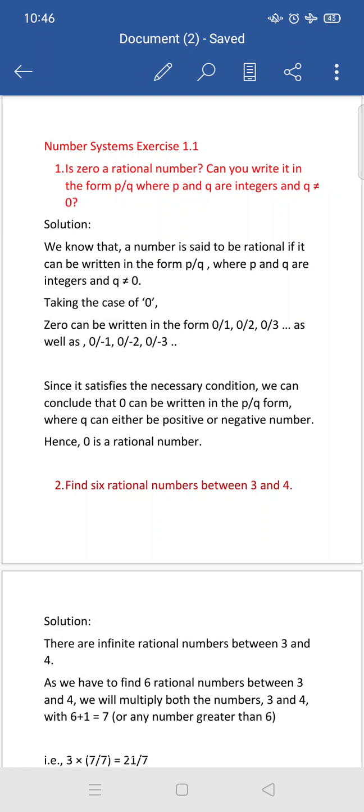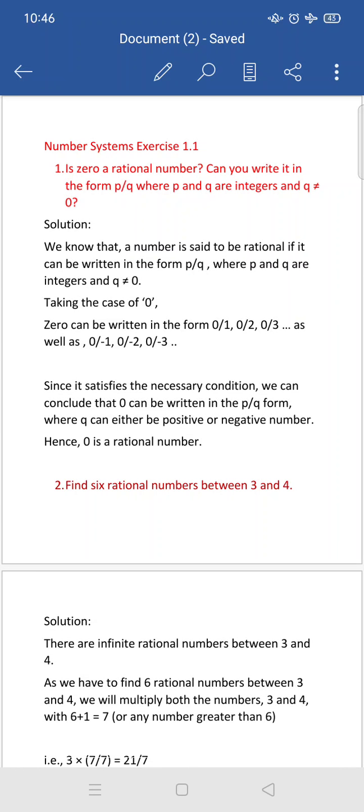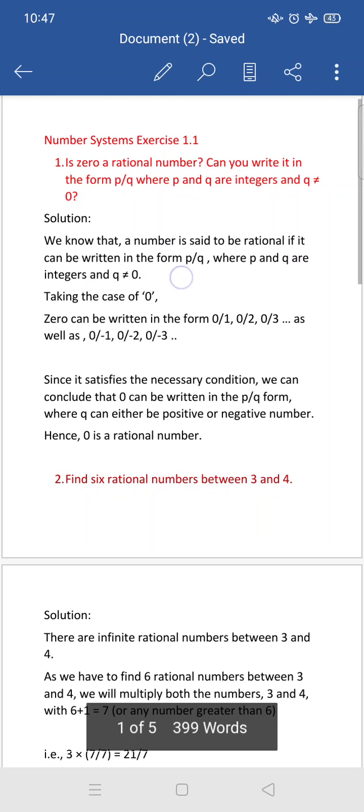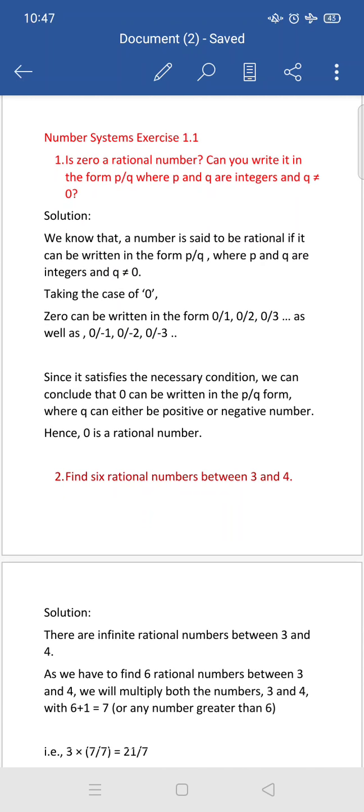Okay, so now let us begin with the first question. Is 0 a rational number? Can you write it in the form p by q, where p and q are integers and q not equal to 0? So as we know, the definition of a rational number is a number which can be written in the form p by q, where p and q should be integers and q not equal to 0, isn't it?